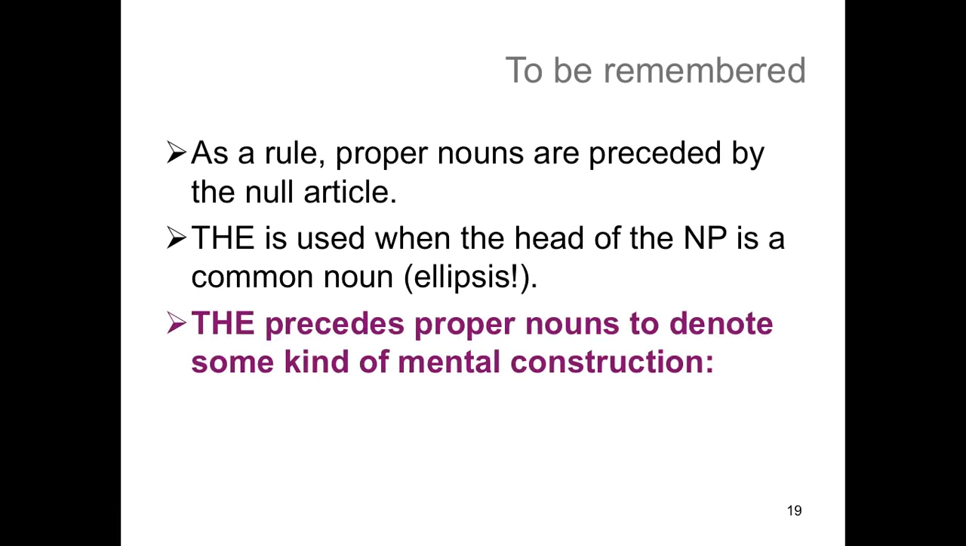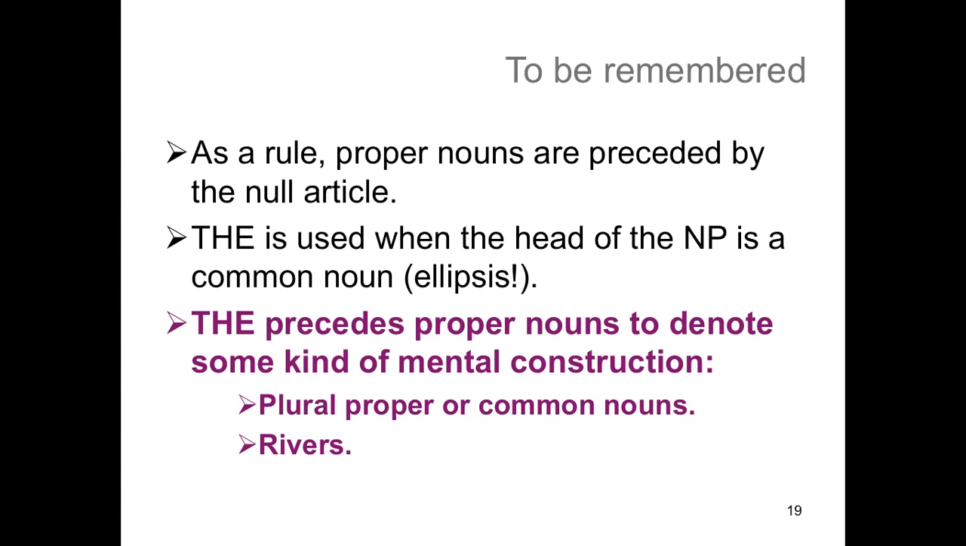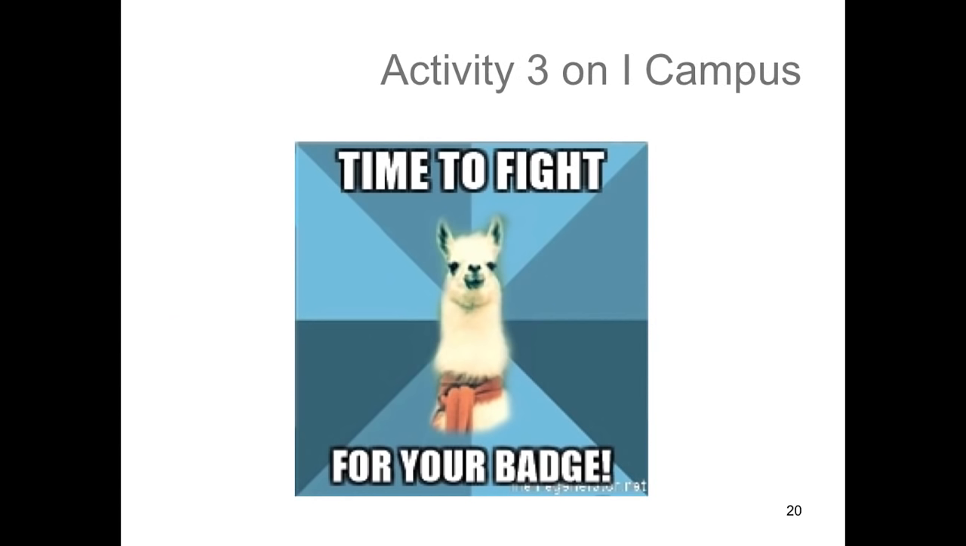So, to make this clear, here are the rules. As a rule, proper nouns are preceded by the null article. "The" is used when the head of the noun phrase is a common noun, even in cases of ellipsis. "The" precedes proper nouns to denote some kind of mental construction in case of a plural, proper, or common nouns, and for rivers. And by that time, you should be able to recap all that in activity number 3 on eCampus.